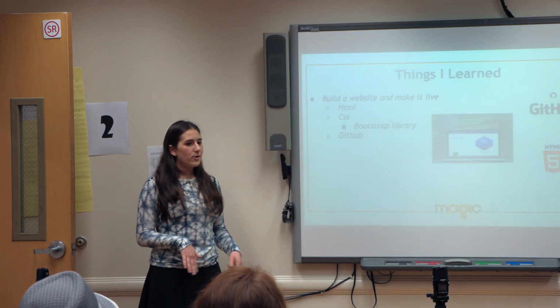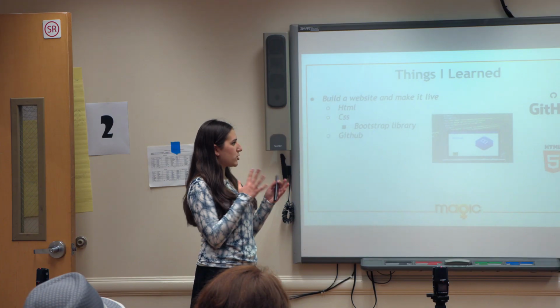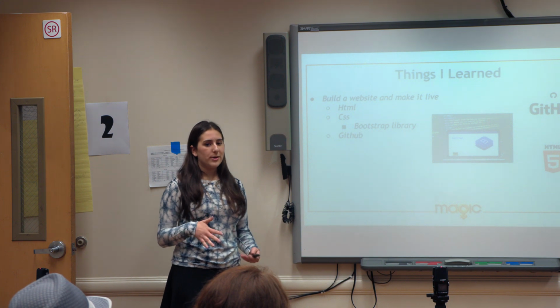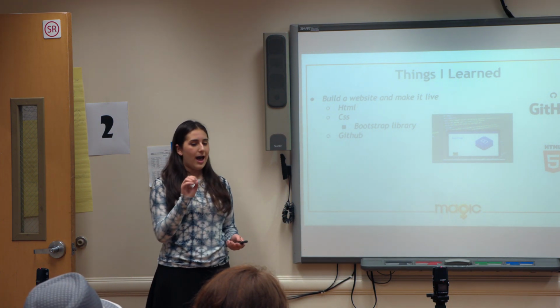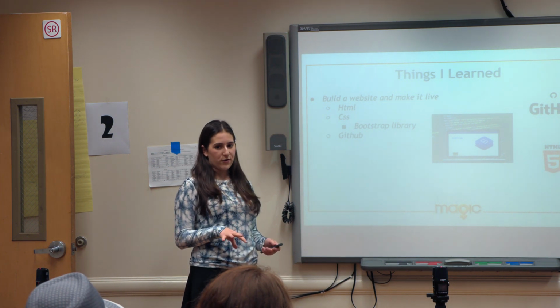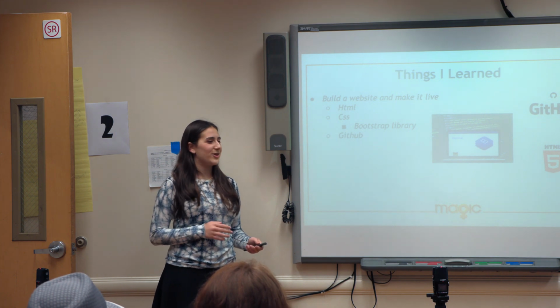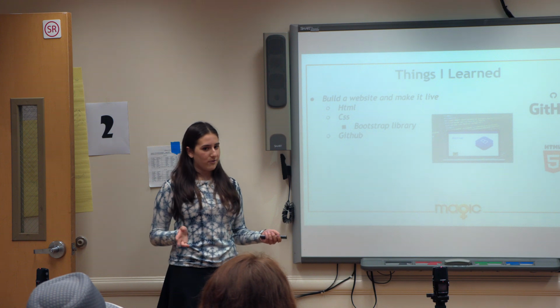So the things that I learned. In the process of making my website, I built the website using HTML, which pretty much gave me the structure for my website, and then I used the CSS programming language to style the website, and I used the Bootstrap library to add in elements that are a bit more complex for styling. And then once I finished this website, I launched it on GitHub, and now it's a live website.